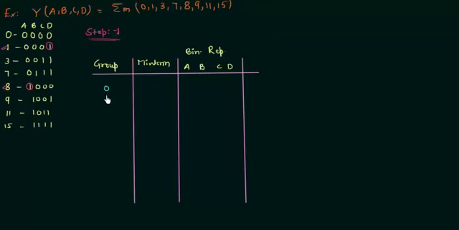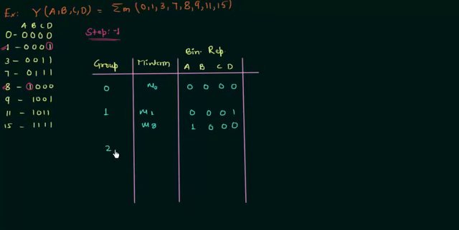In group number 0 we are going to have the min terms having 0 ones, and there is only one min term, M0, with 0 ones. So in group number 0 we will have M0, and the binary representation would be 0 0 0 0. In group number 1 we will have the min terms with a single 1, and as I have already told you, 1 and 8 are the min terms with a single 1. So we will have M1, M8. M1 is 0 0 0 1, M8 is 1 0 0 0.